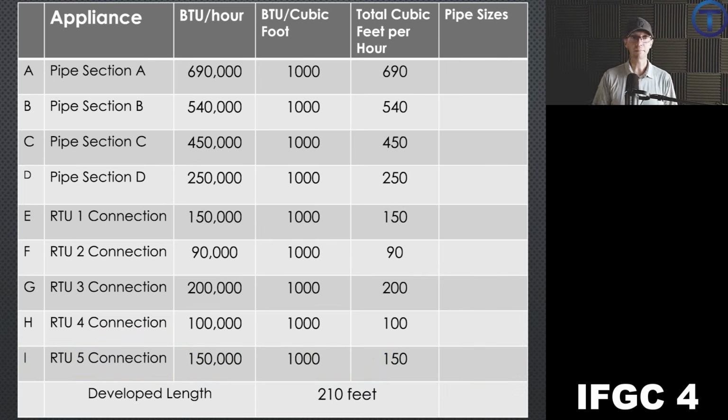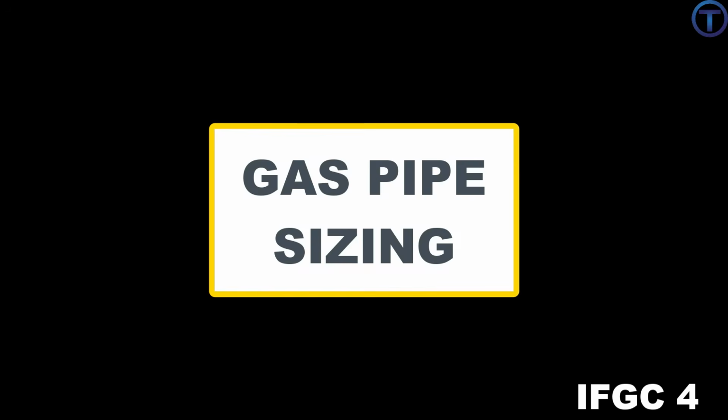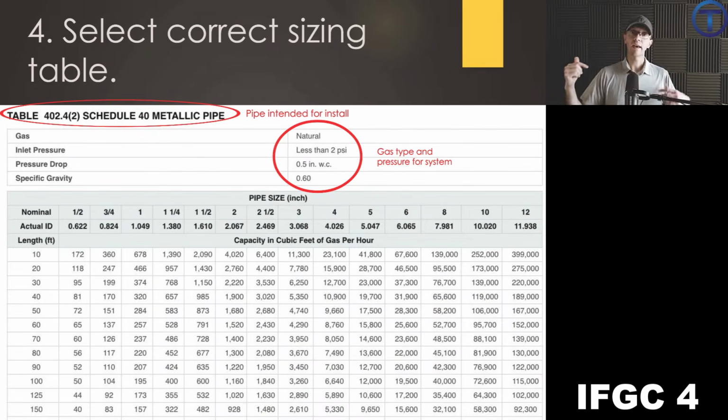Our table is complete to this point. We have our developed length is 210 feet. We have all of our cubic feet per hour for every section and every branch of this system figured out. At this point, we can select our sizing table and then go to work sizing each section and branch of pipe. Now, please remember when you're finding the table, you're looking for several things.